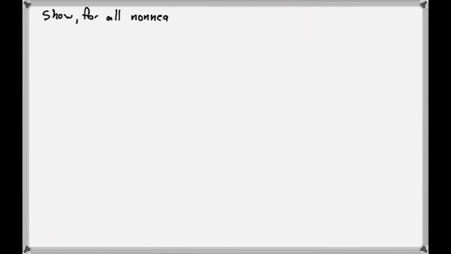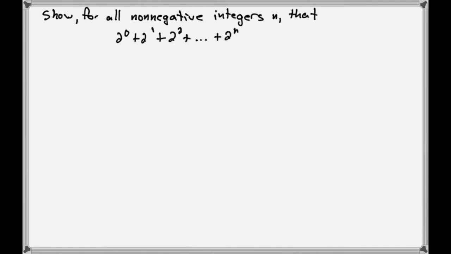All right, let's look at kind of a fancier way of approaching some of these. So in this case, we want to show that for all non-negative integers n, and note that when we say non-negative, that's going to include 0, that 2 to the 0 plus 2 to the first plus 2 to the second, etc., all the way up through 2 to the n is equal to 2 to the n plus 1 minus 1.